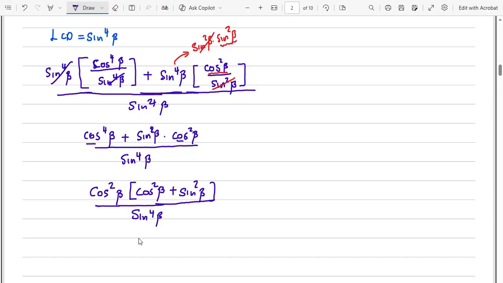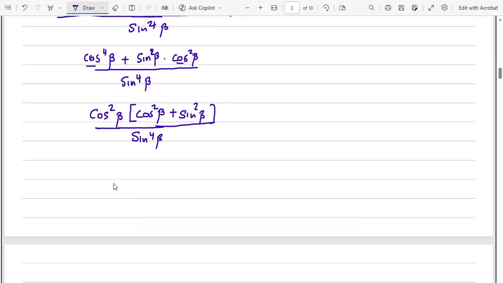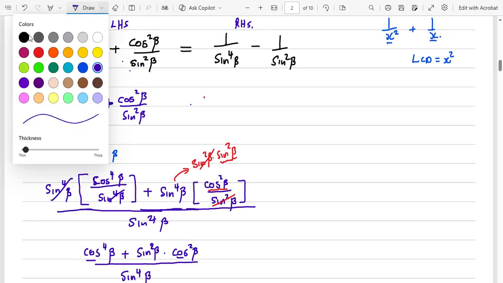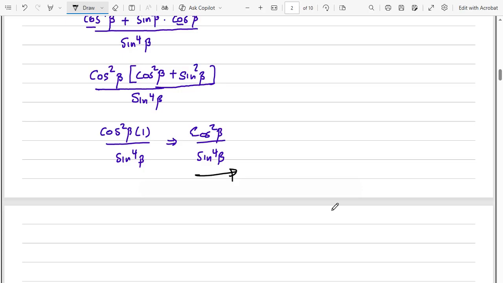Wow, this is nice. Look at what we have inside the bracket. We know that sine squared beta plus cos squared beta is 1. That's an identity, right? We can substitute that by 1 and write this as cos squared beta times 1 over sine to the power 4 beta, which is the same as cos squared beta over sine to the power 4 beta. Right, so let's see if we can prove the other side to be equal to this. Let's go and work on that.